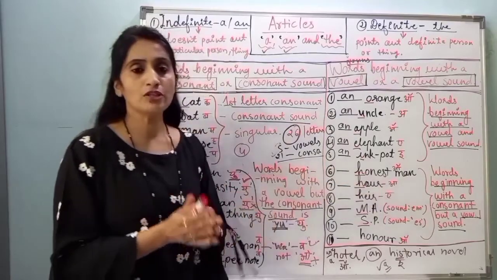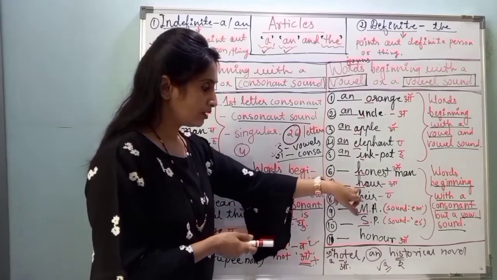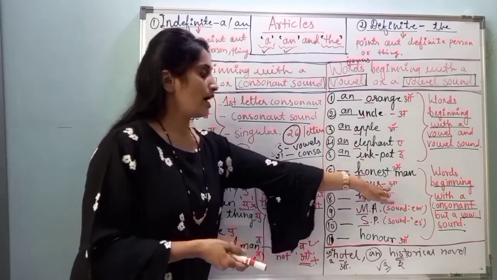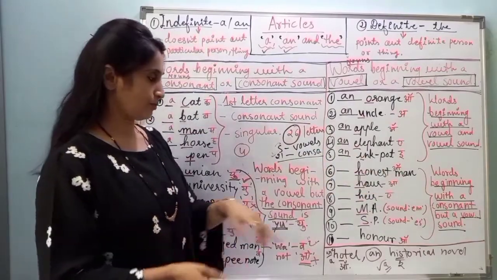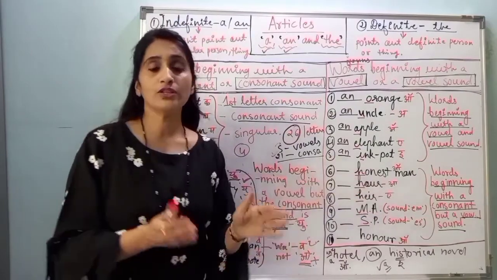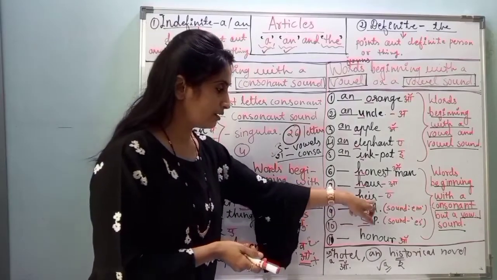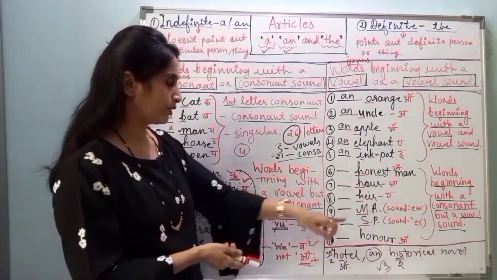We pronounce the word as our. Okay, so the letter H is a consonant and the sound is O, that is a vowel sound. Then H-E-I-R, we do not say hair, we say air. Okay, so here the sound is A, which is a vowel.